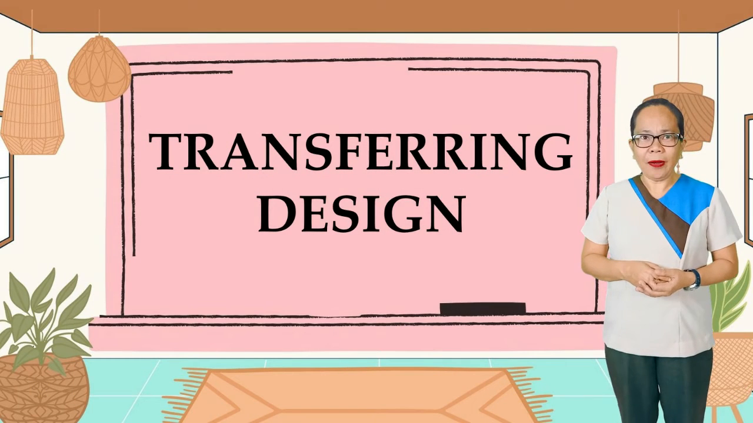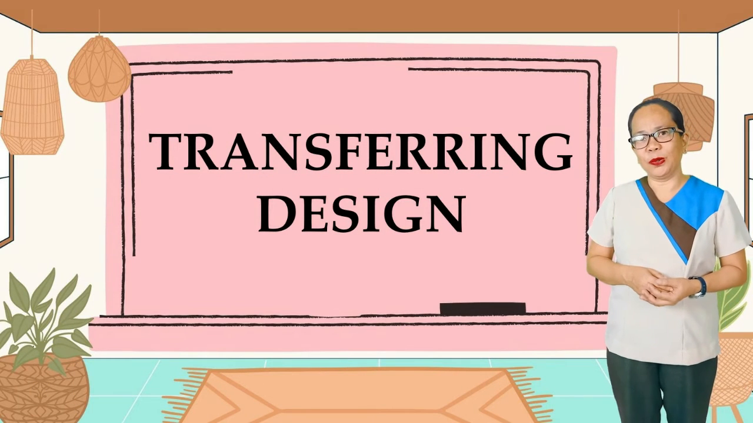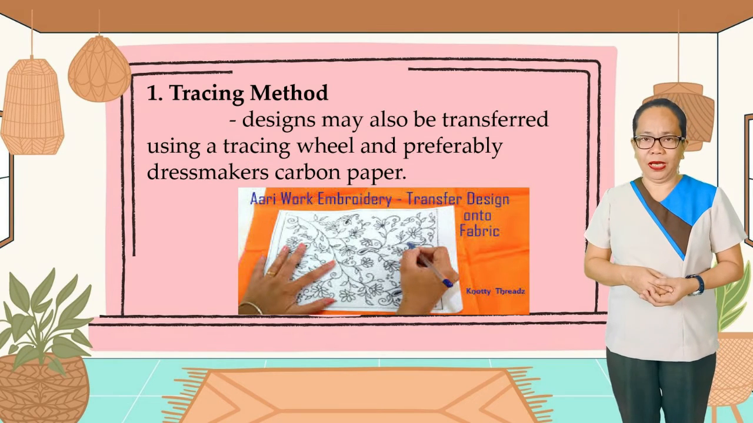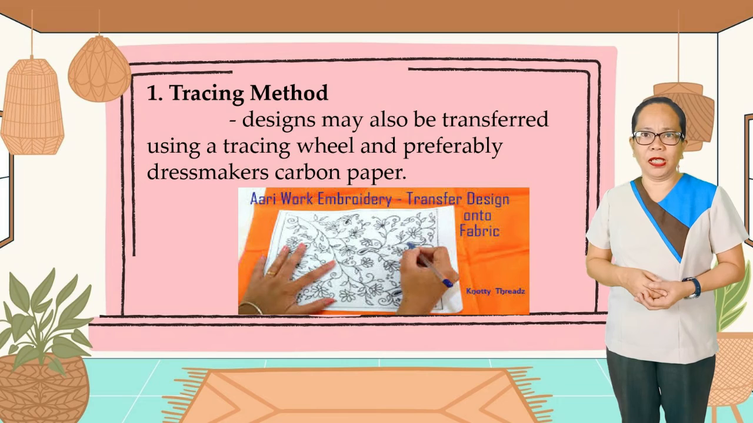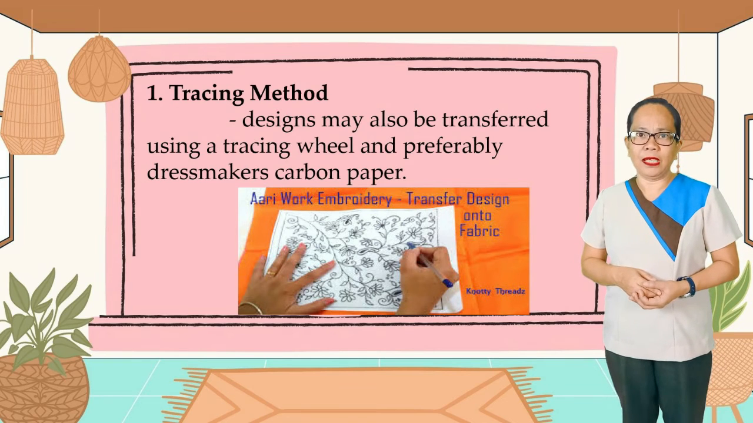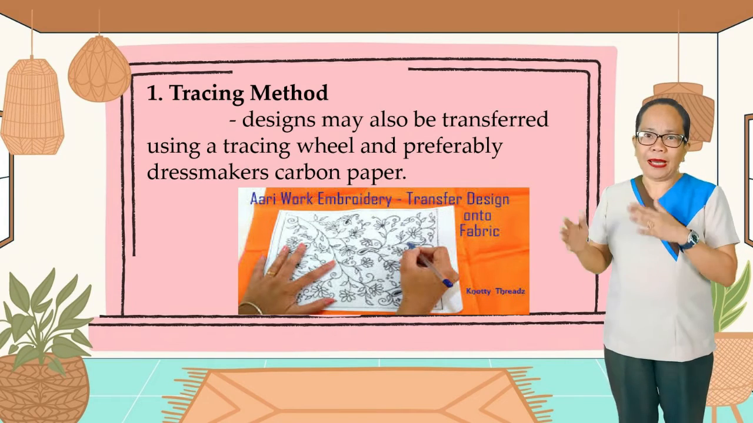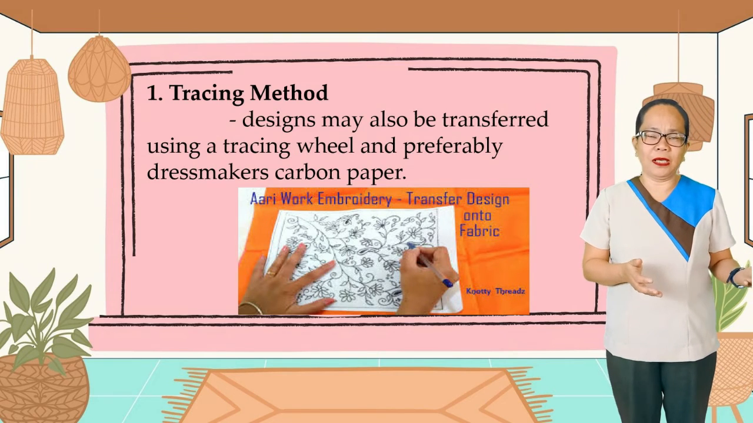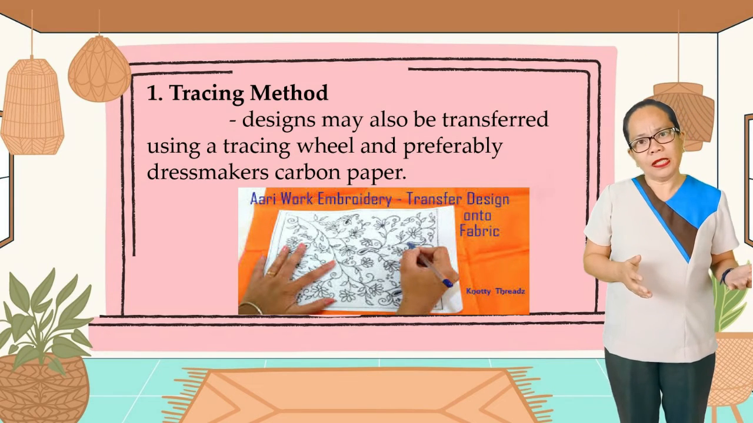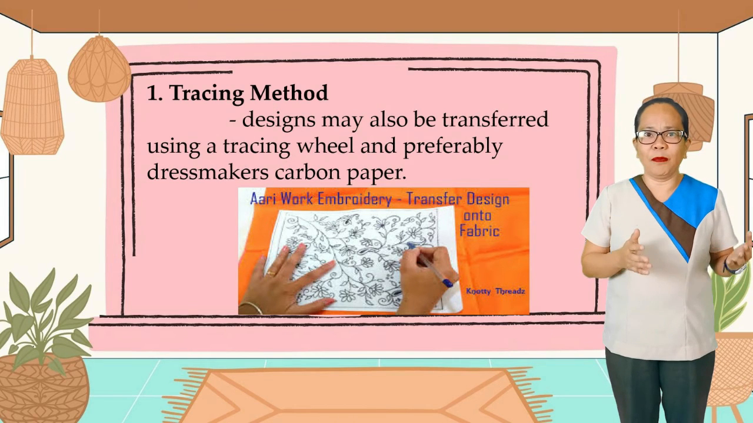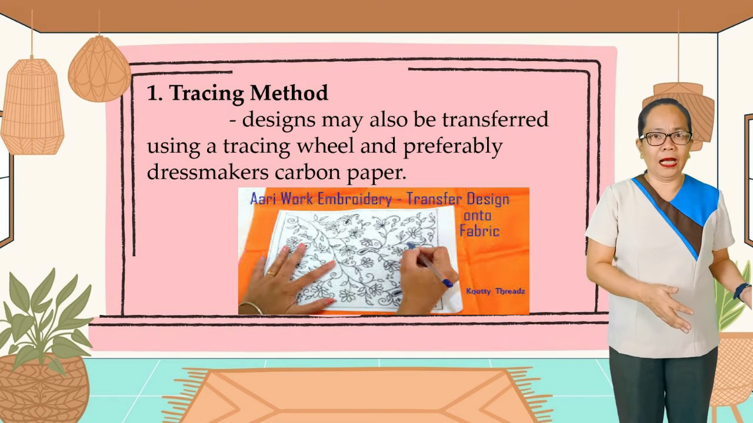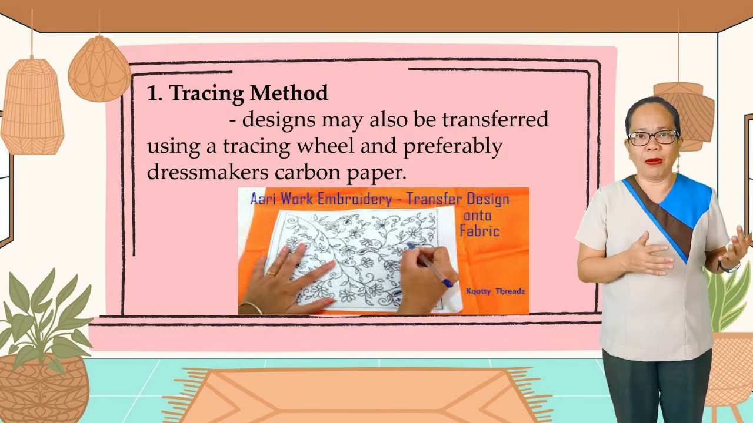Next, we have the methods on how you're going to transfer a design. The first one is the tracing method. Design may also be transferred using a tracing wheel and preferably dressmaker's carbon paper. So may design ka, itatransfer mo siya sa tela, gagamitan mo siya ng dressmaker's carbon paper. If dressmaker's carbon paper is not available, you can use the ordinary carbon paper in transferring the design to the fabric. Ang tawag po doon ay tracing method.